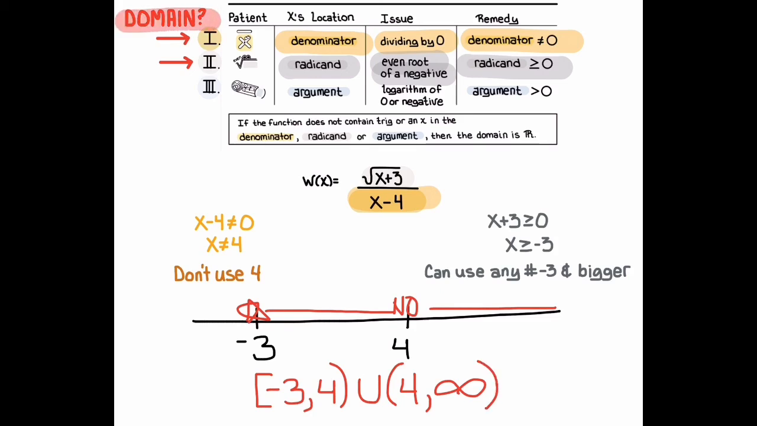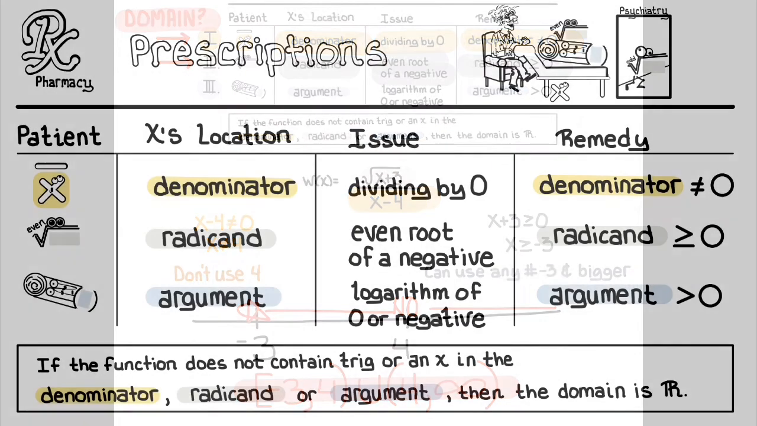So if we substitute a number from this interval back into w of x, we know we will not be dividing by 0 or taking the square root of a negative number. All of these numbers work.